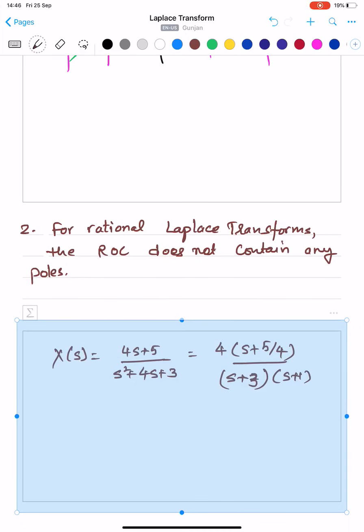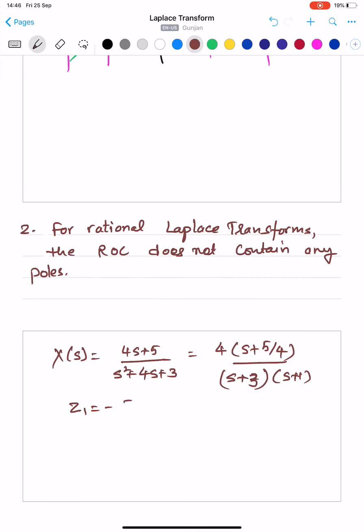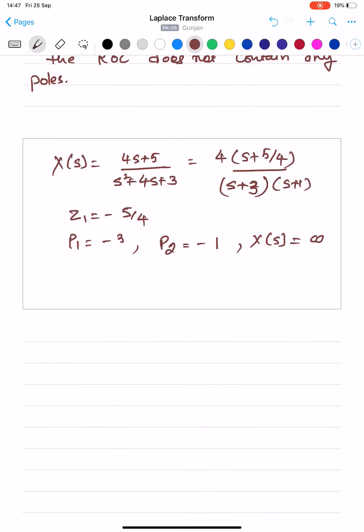So the zeros are minus 5 by 4, and the poles are minus 3 and minus 1. So if we put s equals minus 3 in this equation, X(s) will be equal to infinite. If the ROC contains any pole, then you will not be able to find the Laplace transform of it. So that's why for rational Laplace transform, the ROC does not contain any poles.